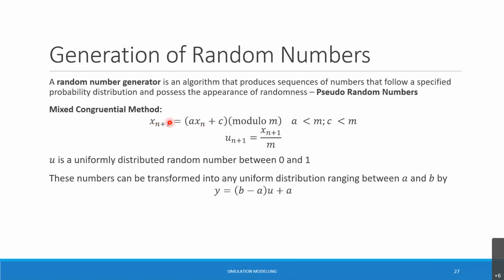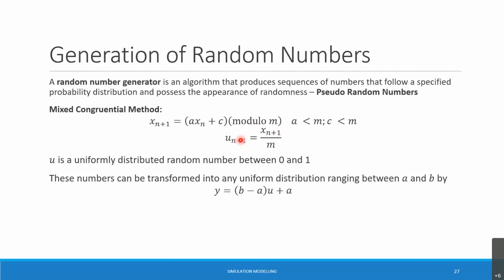Because you're taking a remainder, the values of X will be between 0 and M minus 1. So to normalize, you divide x(n+1) by M, and then you will get values between 0 and 1. Some people also add a number like 0.5 before dividing, so you may slightly modify this formula. But what you get as U here are uniformly distributed numbers.